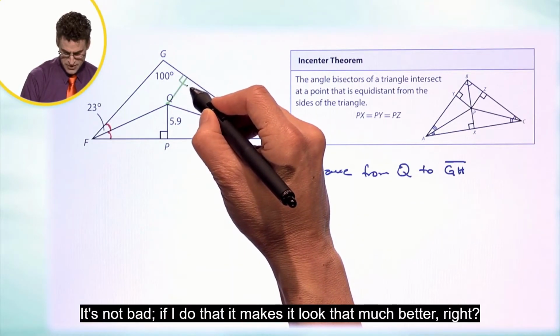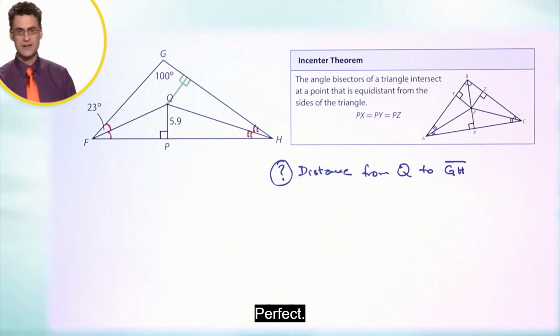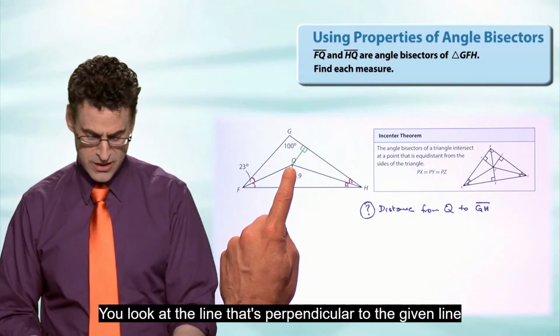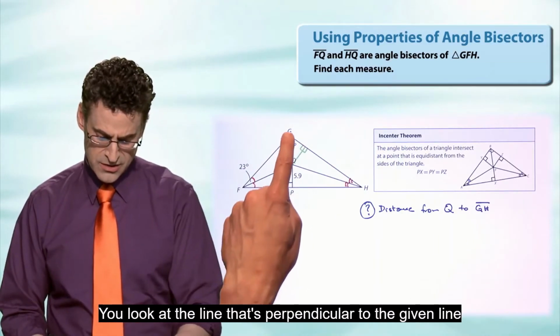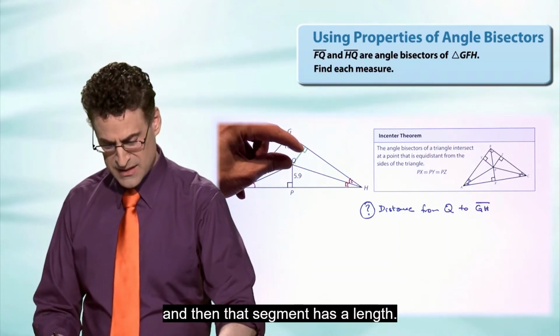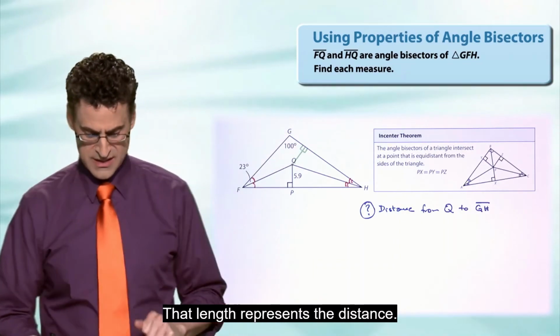It's not bad. If I do that, it makes it look that much better, right? Perfect. So that's how you find distance from a point to a line. You look at the line that's perpendicular to the given line and passing through the given point, and then that segment has a length. That length represents the distance.